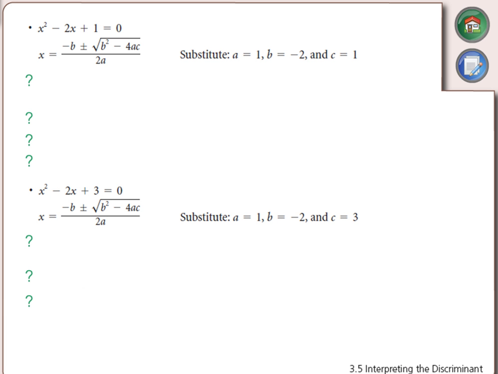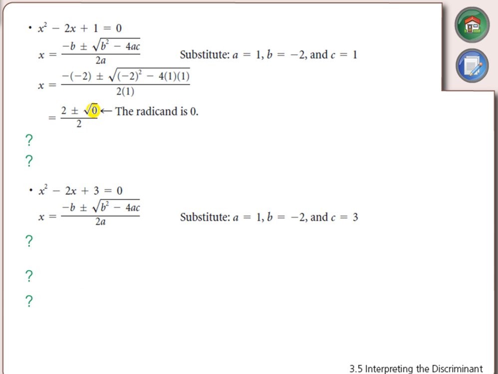And then the last two, again, changing the c value. Now this one, we've got a radicand of 0. If we've got a radicand of 0, we're going to be adding and subtracting the same value. We're just going to get one answer, 1. This is where we have one rational root, or we can say two identical real roots.